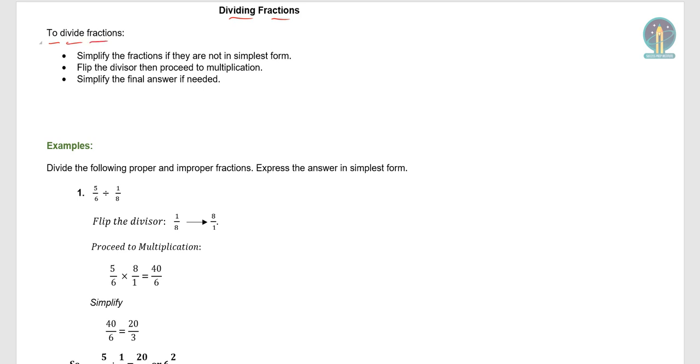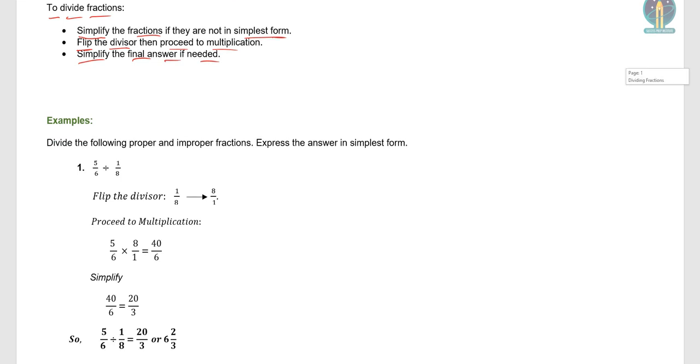To divide fractions, again, first, a good idea is to simplify the fractions if they're not in simplest form. That helps you avoid large numbers and makes it easier for you to do it in your head, without the calculator, and you do it quicker. Then you flip the divisor and proceed to multiplication. That's what I mean when I say they're intertwined. And then you simplify the final answer if needed. So let's look at an example.